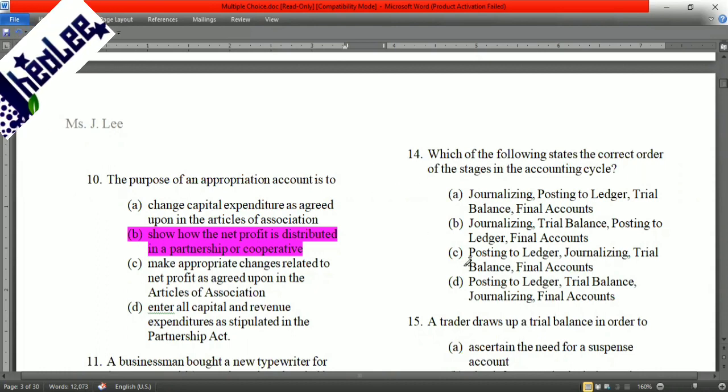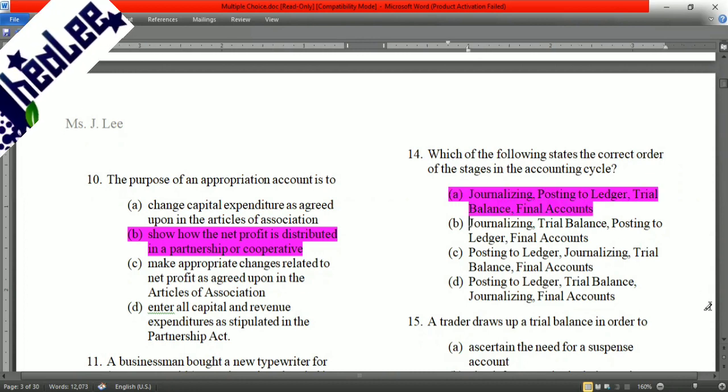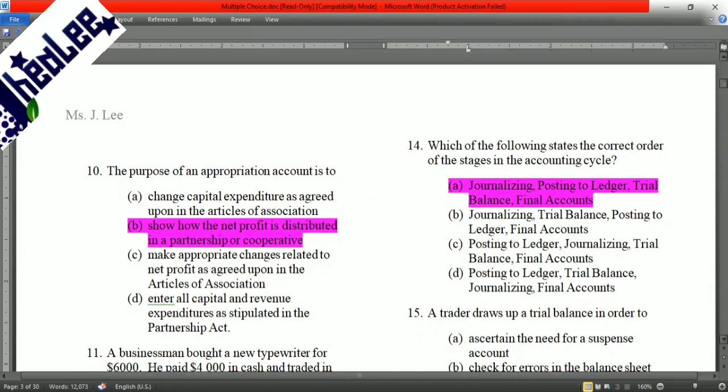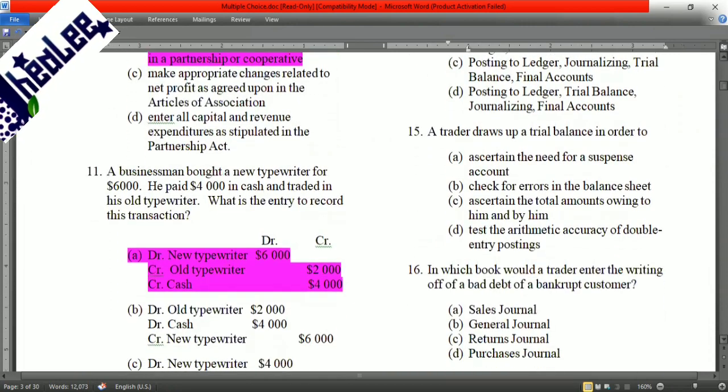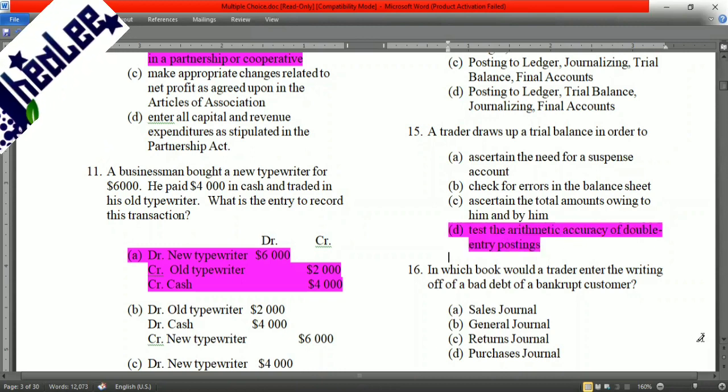So based on that, our response would be journalizing, posting to ledger, trial balance, and then final accounts. So our response is A. Number 15, a trader draws up a trial balance in order to, our response there is to test the arithmetic accuracy of double entry postings.